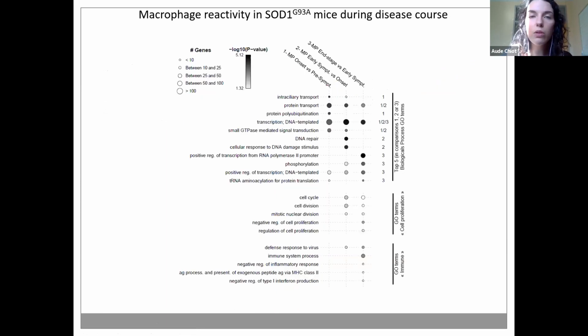So then we looked a little bit more into the macrophage reaction details. And so what we did is we dissected the different phases of the disease between the different stages. And interestingly, what we saw is that at the beginning, between the pre-symptomatic stage and onset, most of the genes that were regulated were linked to transcription, transduction, and protein transport, which is probably a sign that the macrophages are reacting to the motor neuron degeneration really early on. And so moving forward between the onset and the early symptomatic stage, those genes were still going on, but we had the upregulation of more genes linked to DNA repair and DNA damage stimulus, which is probably linked to the stress response that the macrophages are facing because of the motor neuron degeneration.